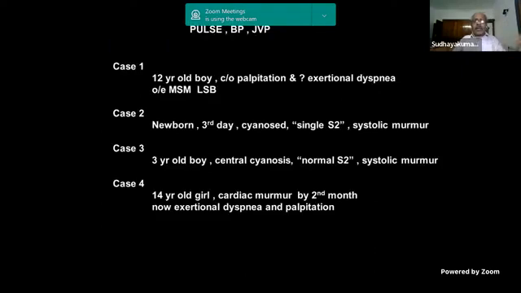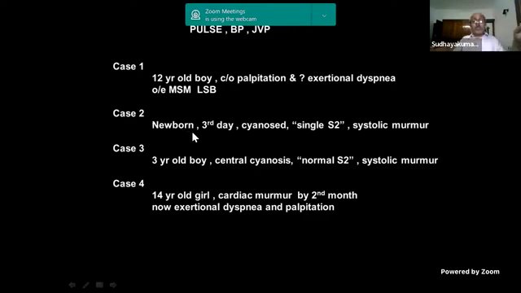Then I thought I will take some exercises like this. A 12-year-old boy complains of palpitation and exertional dyspnea. On examination, a mid-systolic murmur. The question is, what is the JVP like? Obviously a 12-year-old boy with mid-systolic murmur at the left sternal border, acyanotic, it should be ASD. So you have to say JVP is normal, it is not elevated, A equals V, X and Y normal.